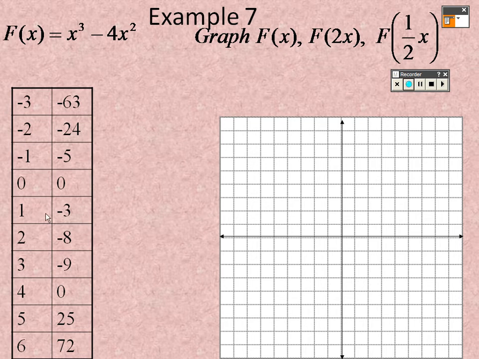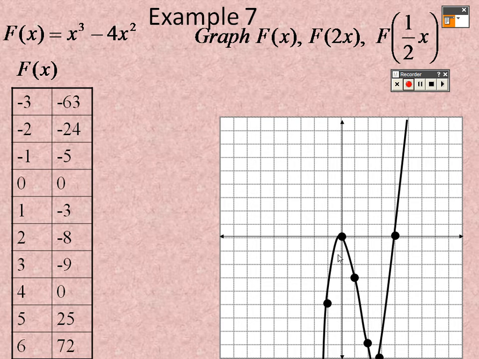So there's regular old f of x, and once again I just plug this in on my calculator, x cubed minus 4x squared. Press second graph. These are all the points, just a table of points for me, so no problem. So I graph what I can: -1, -5, 0, 0, 1, -3, 2, -8, 3, -9, 4, 0, 5, 25, and so on. So there's the regular graph.